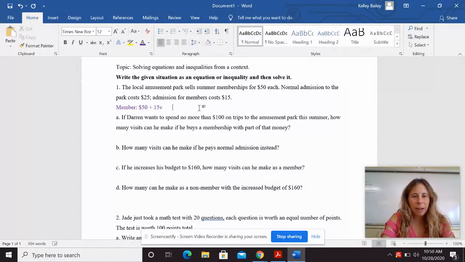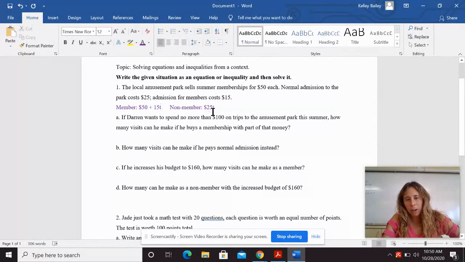That's member. If I'm a non-member, if I don't pay that $50 to become a member, then how much is my admission to the park? $25 per trip. Well, maybe I should put T for trip. I guess it makes more sense. We'll do T for trip. So $50 plus $15 per trip. And if I'm a non-member, I don't have to pay the $50. I just have to pay $25 per trip to the park.